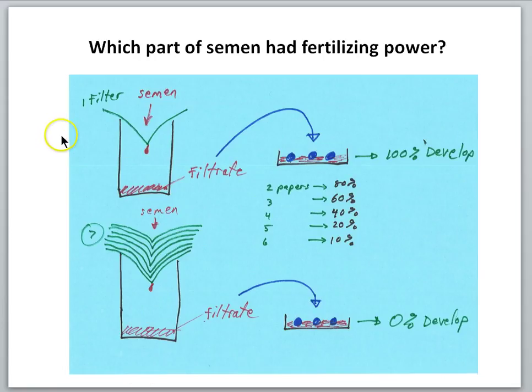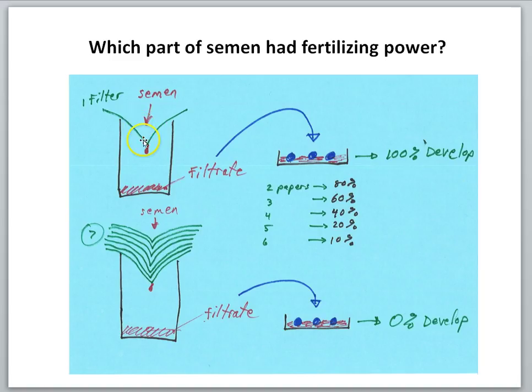Spallanzani went on to do a filtering experiment, again to see which part of the semen had fertilizing power. Now this is a good design. What he's going to do is take a filter paper here and pass some semen through the filter paper and collect the fluid down here called the filtrate, and then use that filtrate and apply it to some unfertilized eggs. So the filter paper has tiny little holes, but the idea was to trap the little spermatic worms in the filter paper. Now let's take a look at his results.